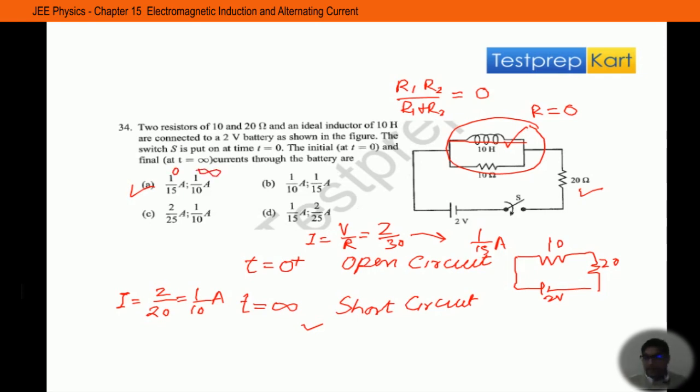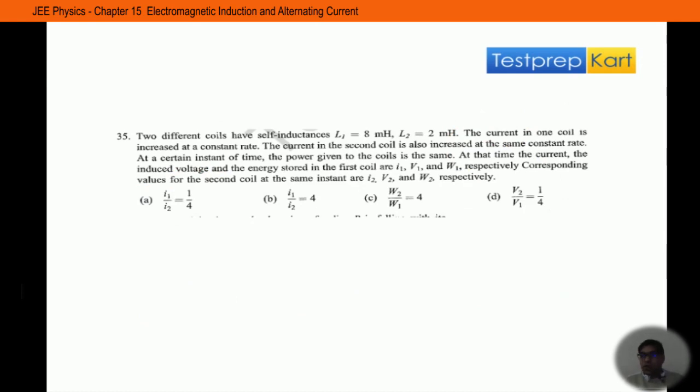Okay. Next question is, two different coils having self-inductance L1 equals 8 millihenry and L2 equals 2 millihenry. The current in one coil is increased at a constant rate. The current in the second coil is also increased at the same constant rate. At a certain instant of time, the power given to the coils is the same. At that time, the current, induced voltage and the energy stored in the coils are I1, V1, W1 and I2, V2, W2. So we have to find out which relations are true.